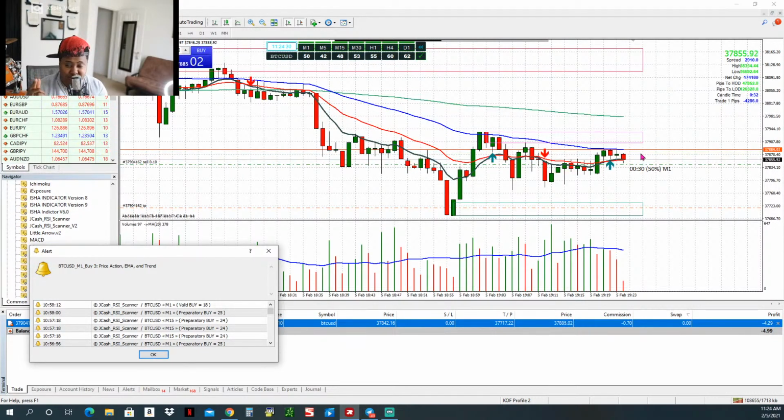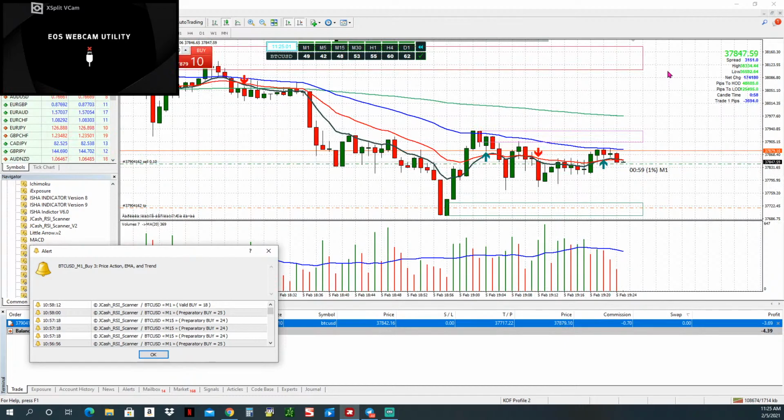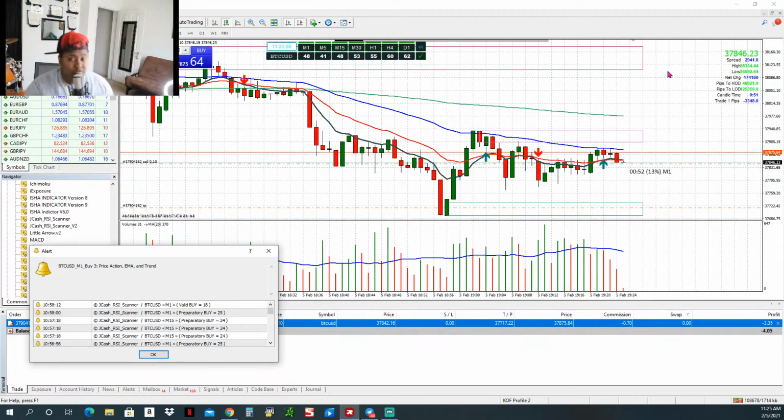Ooh, the camera just go. Respecting the zone just like it did over here, and we may end up going down. That's what we want to see.